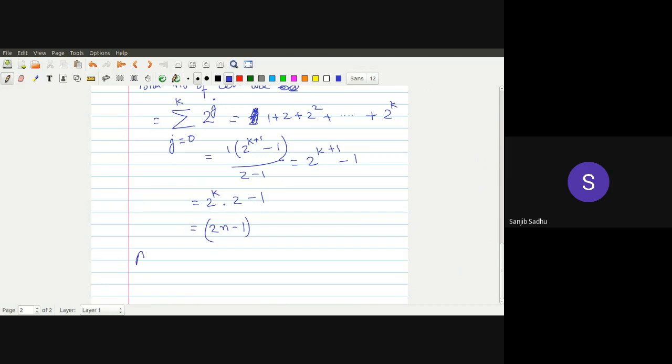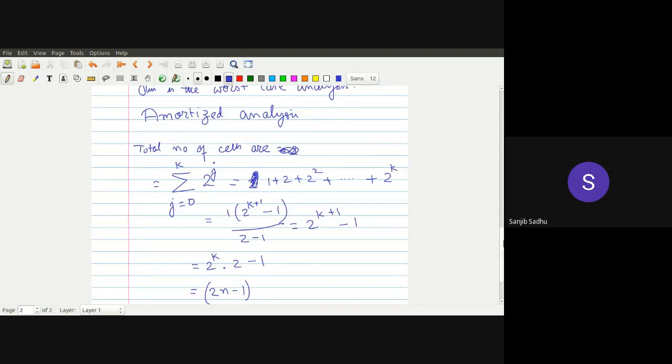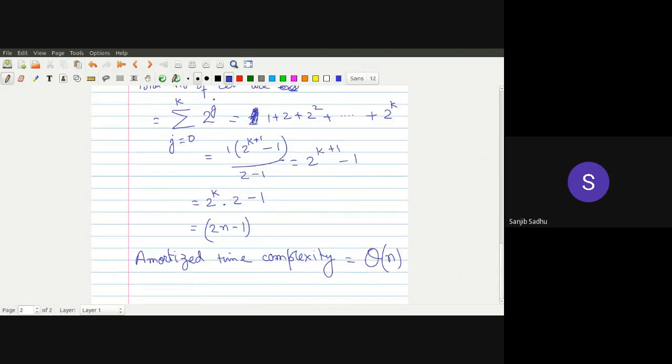So the amortized time complexity will be theta of n. I think it is clear. So now I am stopping here.